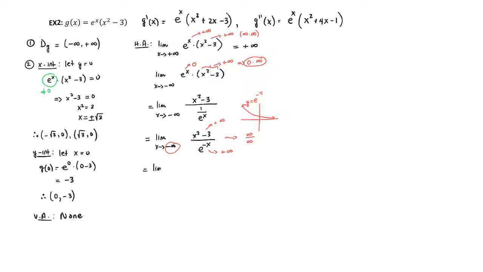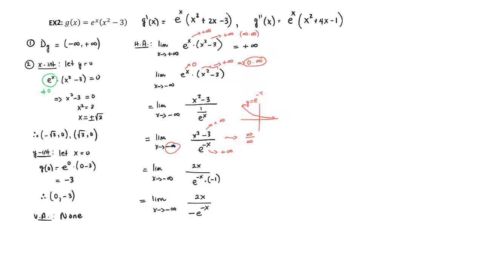We're going to have the limit as x approaches negative infinity. The derivative of the top is 2x divided by the derivative of the bottom, e to the negative x times negative 1. So then that means that we're going to have the limit as x approaches negative infinity of 2x divided by negative e to the negative x.